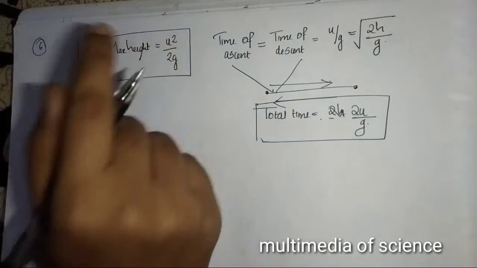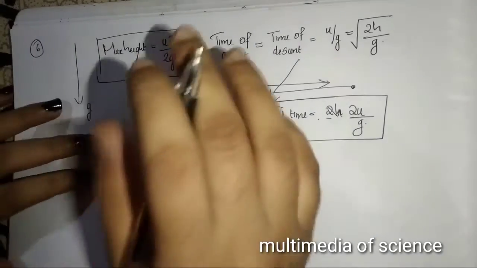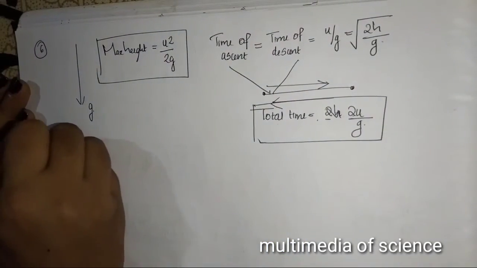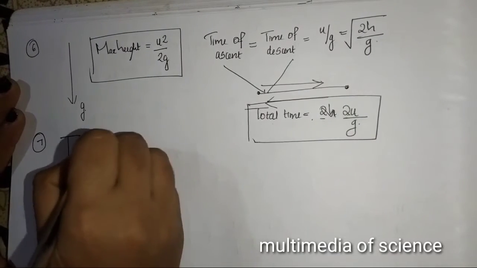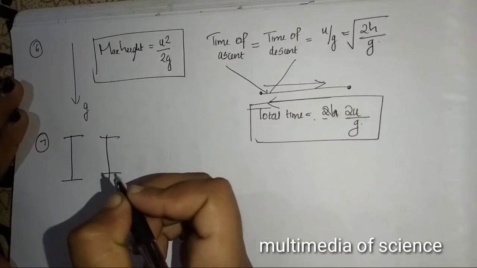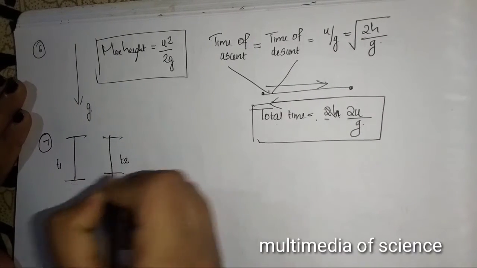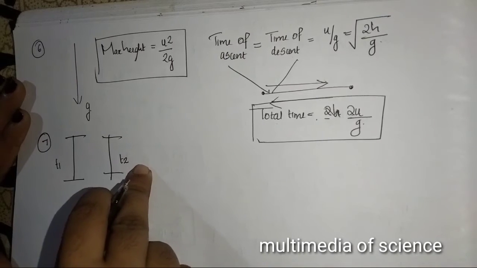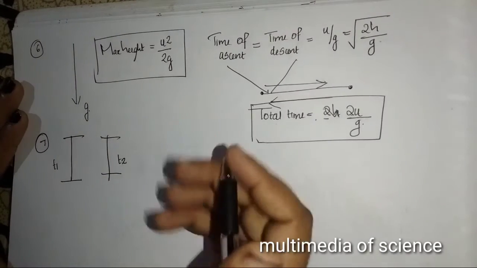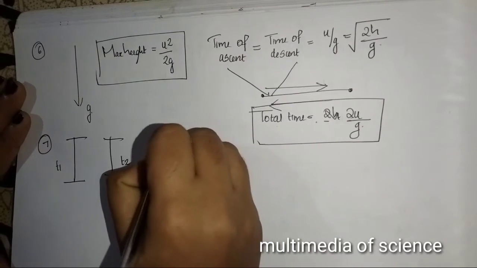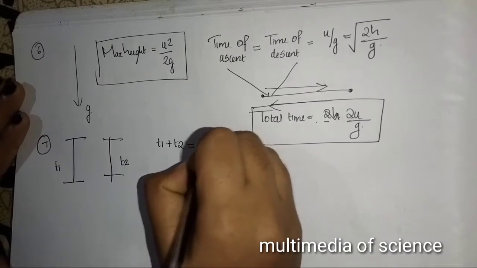Next, the seventh point is about the same height. If t1 and t2 are the times at which the body is at the same height, then what is the equation? This t1 plus t2 is equal to 2u by g.